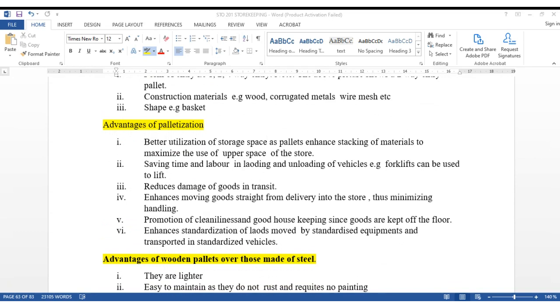Two, it saves time and labor in loading and unloading of materials or items, for example, by use of forklifts or cranes. Then also it reduces damage to goods in transit. It also enhances moving goods straight from delivery into the store. This minimizes the handling of items. Then lastly, it promotes cleanliness and good housekeeping since goods are kept off the floor.